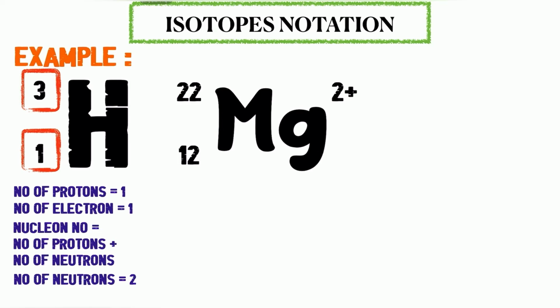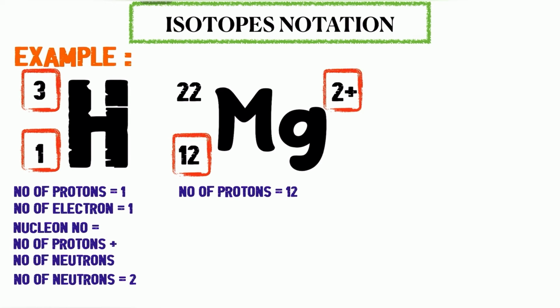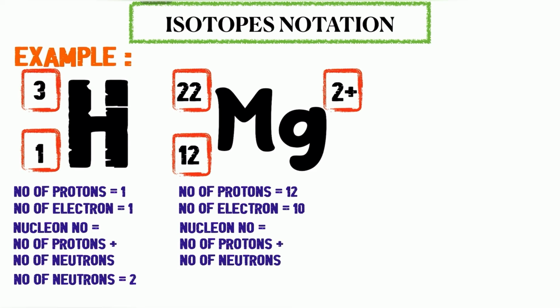For magnesium 2+, the number of protons is 12 because the atomic number is 12. But for the number of electrons, because it is a positive ion, it has 2 fewer electrons. So 12 minus 2, and the number of electrons is 10. And from the nucleon number, you can get the number of neutrons, which is 22 minus 12. So it is 10.